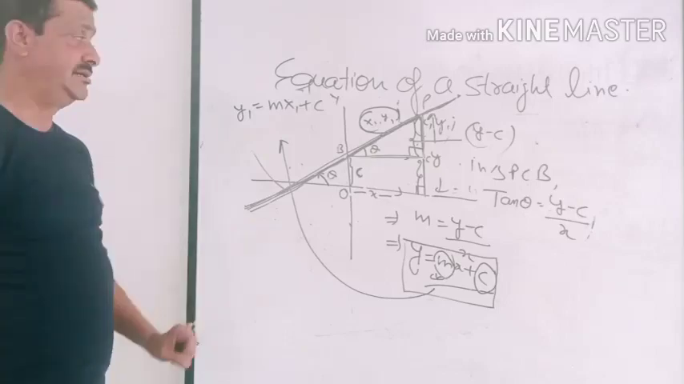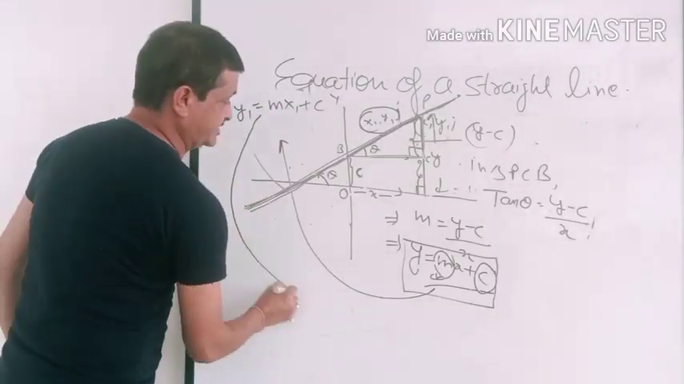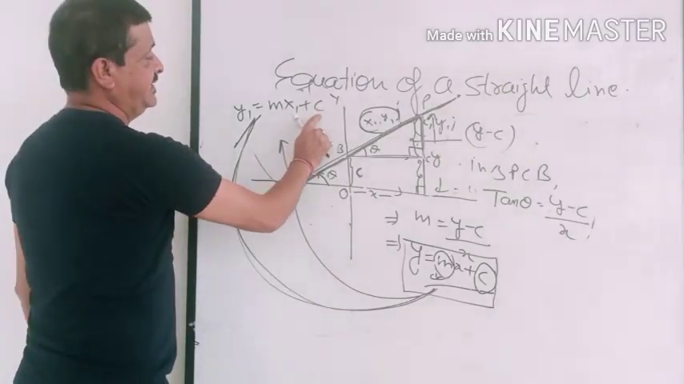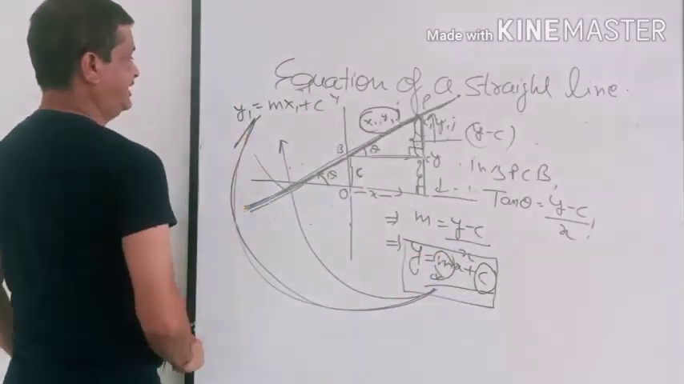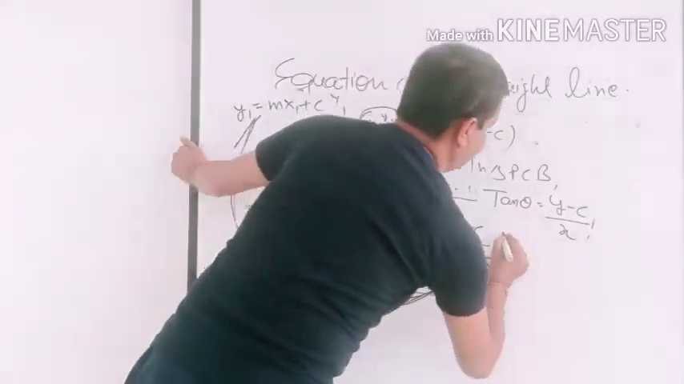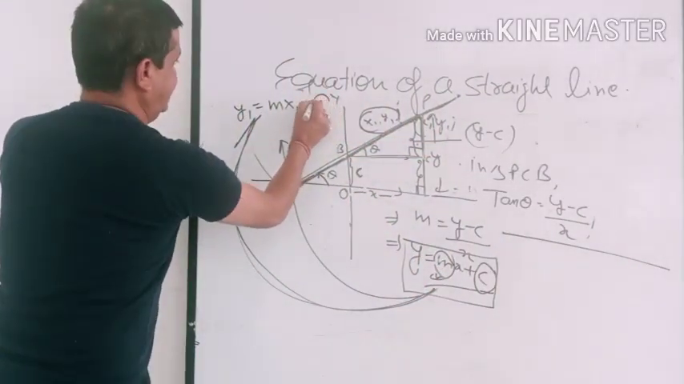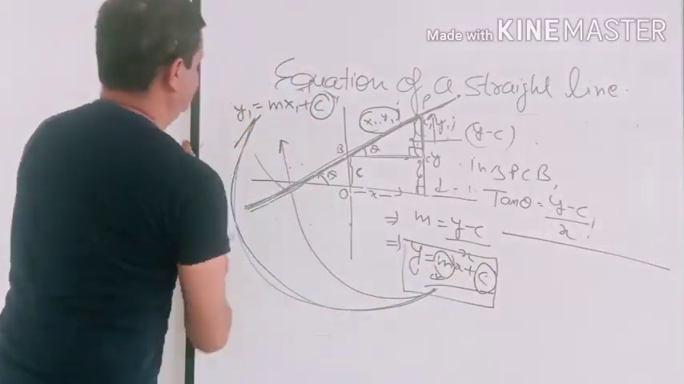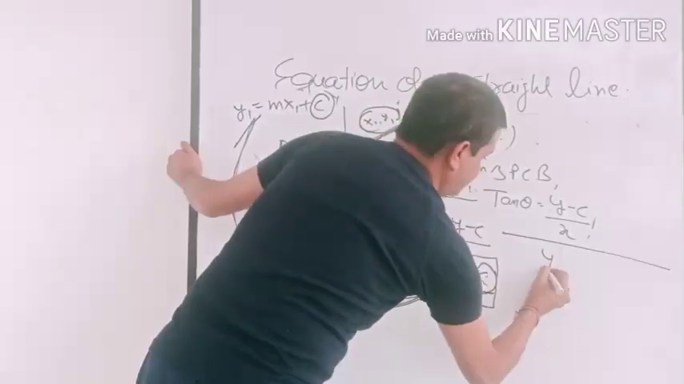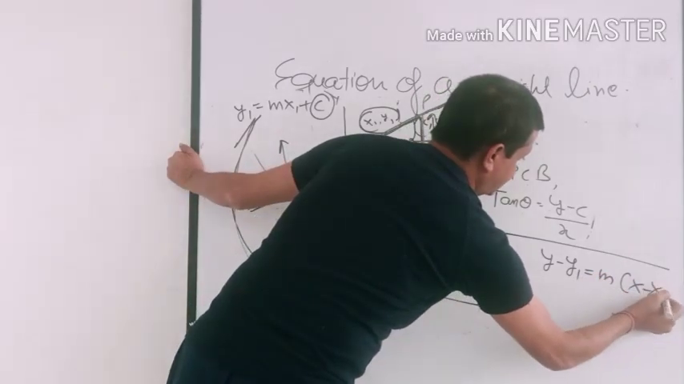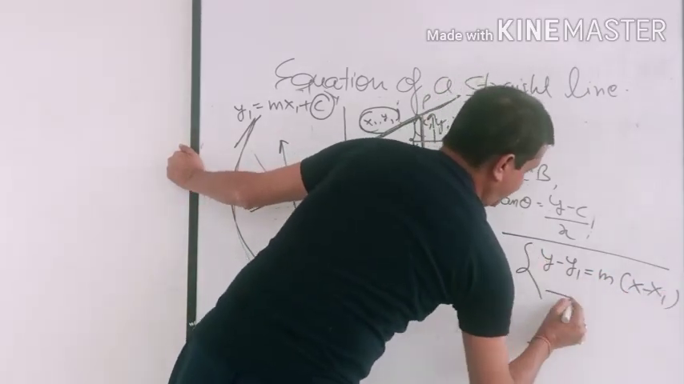Clear? Now subtracting these two equations, we can eliminate c. So what will we get? We will get the second form of the line. I am subtracting this and this. It will eliminate c. So it will be y minus y1 is equal to m times x minus x1. So this is the second form of a line.